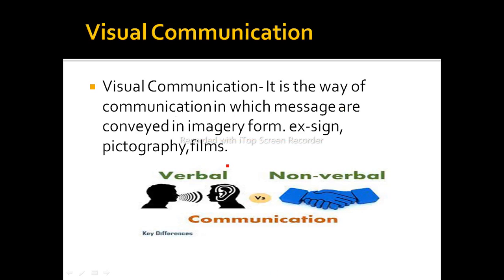There is another type of communication, that is visual communication. What is visual communication? It is the way of communication in which messages are conveyed in imaginary form. Examples: signs, pictography, or films. Visual communication means, like these days, YouTube videos.